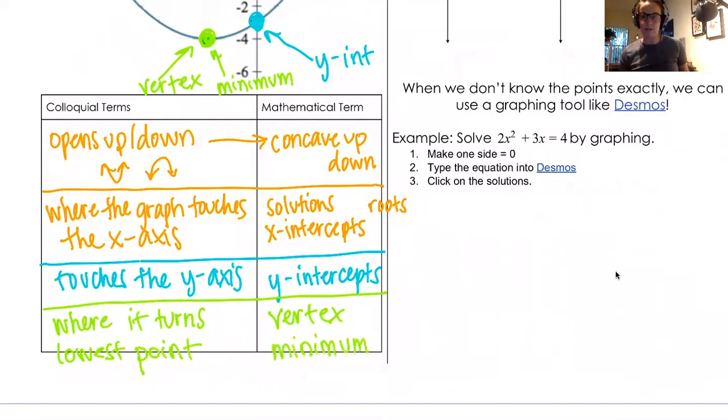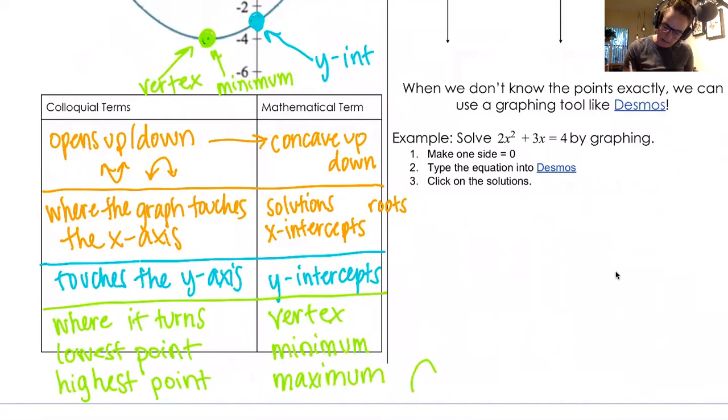Do you have any idea what it would be if it was the highest point? What's the opposite of a minimum? It would be the maximum. So the highest point is the maximum. If our graph looked like this, that would be this point up here. That'd be the max. It's still the vertex because it's still the place where it's going up and then coming down again. It's still the turning point, but this time it would be a maximum instead of a minimum. It's the highest point on our graph.